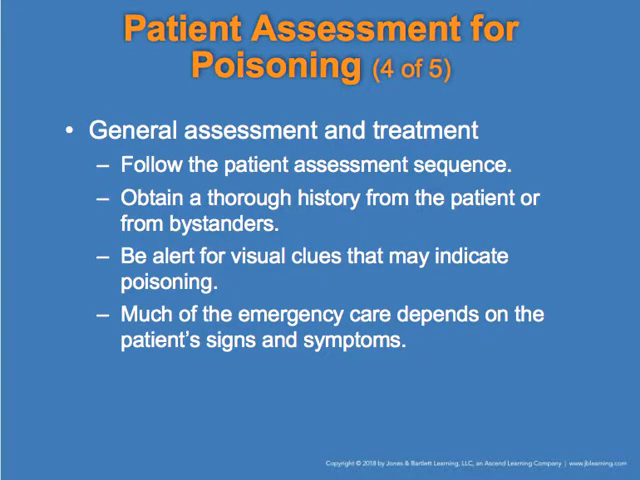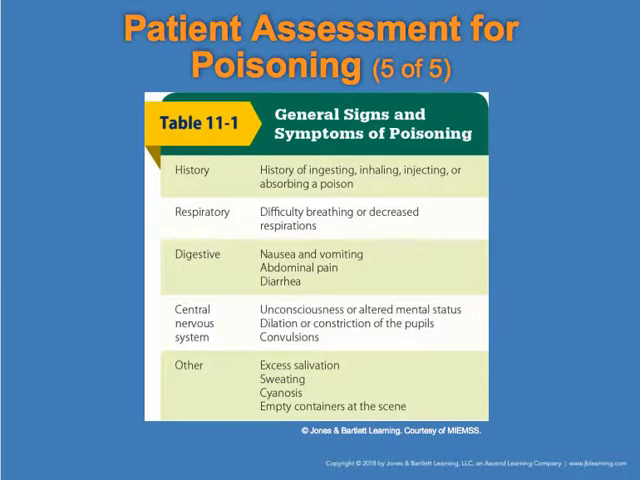Scene size-up, right? General assessment and treatment. Follow the patient assessment sequence. Make sure you get a really good history from bystanders, because your overdose patient might not be conscious or might be acting funny, talking funny, right? We want to question not just the patient, but consider that bystanders might be the best clues as to what's going on with that patient. Be alert for visual cues as well that may indicate poisoning. And keep in mind, a lot of that emergency care depends on the patient's signs and symptoms.